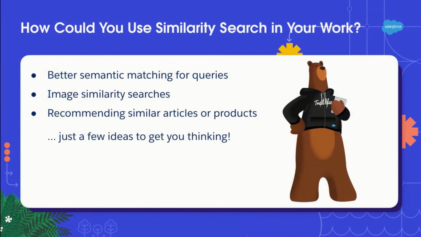So this example was mainly meant to inspire you and think about how you might use this in the work that you're doing. How could you use similarity search in your work? You could use it to make better semantic matching for queries. You could use it to run image similarity searches. You could use it to recommend similar articles or products to your users. And these are just a few ideas to get you thinking. I encourage you to think more about what semantic searching can give in your specific use case.